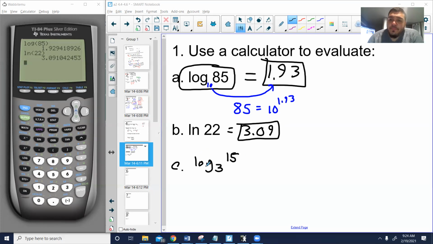All right. Log base 3, 15. Now, here's the problem. You only have two buttons over here, log and ln. That's not very useful for us. So what we need to do is change this into buttons we do have. So we need to change this to common logs. So log base 3, 15 will become log 15, so the normal number goes on top, divided by log 3. This 3 becomes a normal size 3. It's no more the base 3.